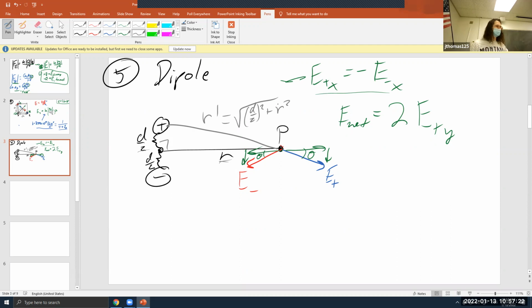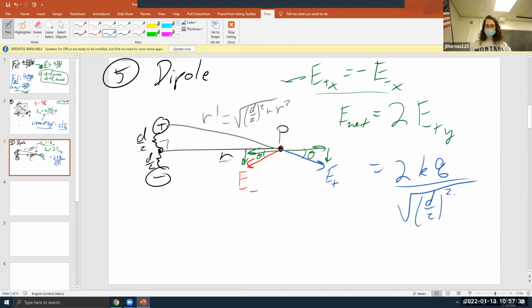We know the charge is given in the problem as little q. And just to write this out explicitly, we'll have 2k, the little q given in the problem, divided by the square root of (d/2) squared plus r squared, and then that quantity is all squared. So that's your r, the square root stuff, and then we need r squared on the bottom, so of course that'll go away.